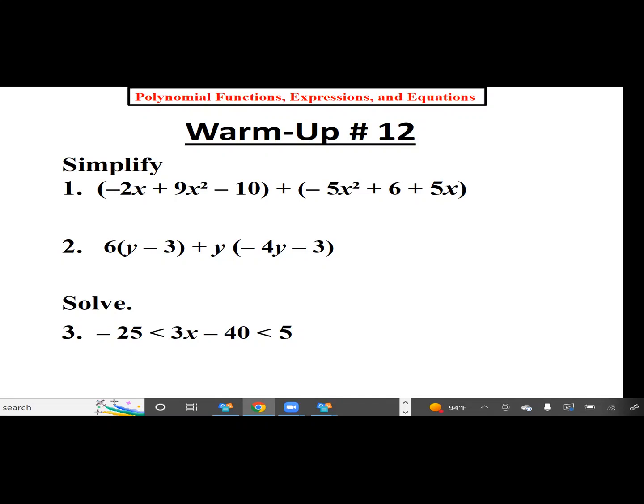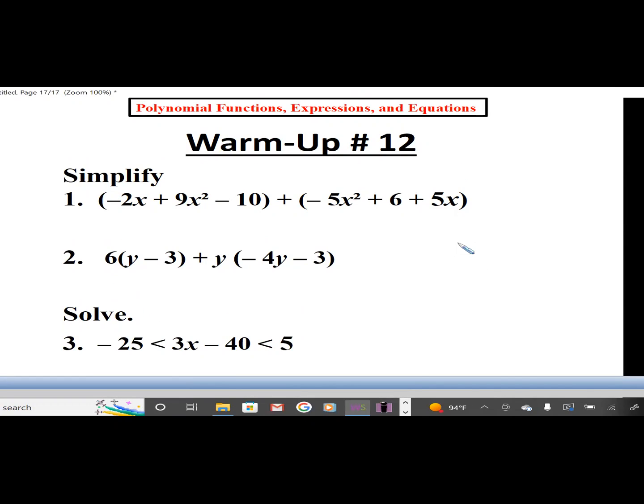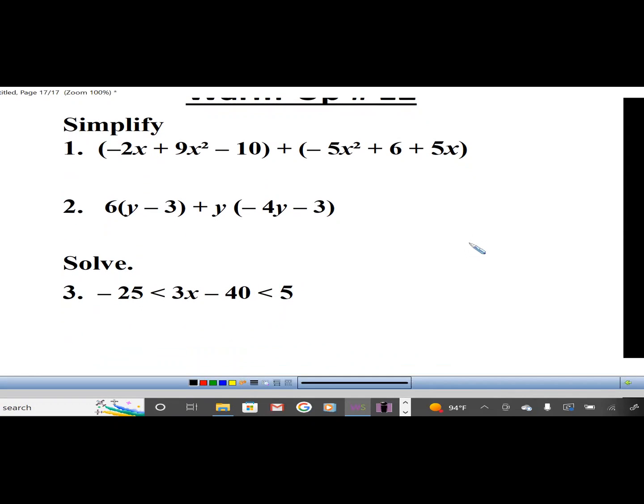Warm up number 12 is on the screen. We have the first two to simplify, and number 3 is to solve that compound inequality. I'll give you guys some time. Copy and go. All right, check with the neighbors, see what they got, please. For numbers 1, 2, and 3, they should be done by now. Then I'll call on someone to help us out, get started.